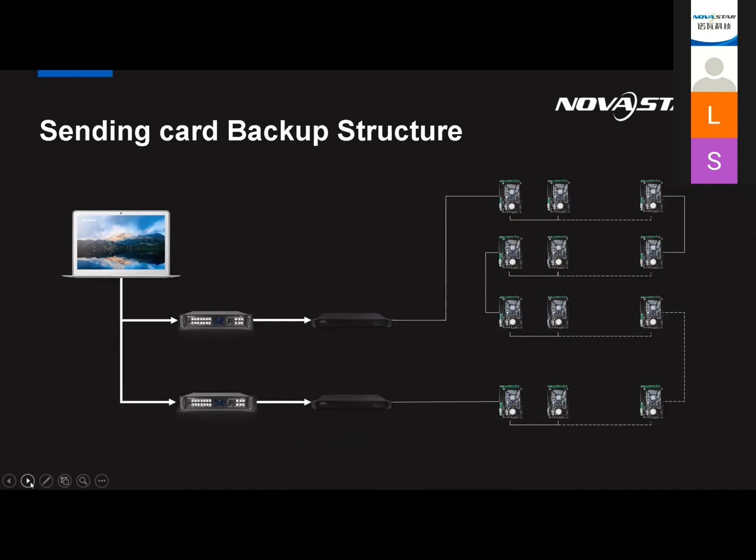Usually in a backup structure, you use 2 sending cards, and it's like a circle. The video source goes into the video processor and then into the controller, and the network cable connects each receiving card. At the end, the receiving cards go back to the controller and the video processor.